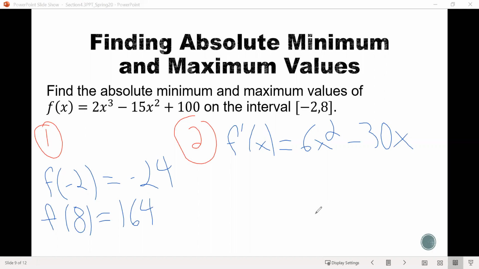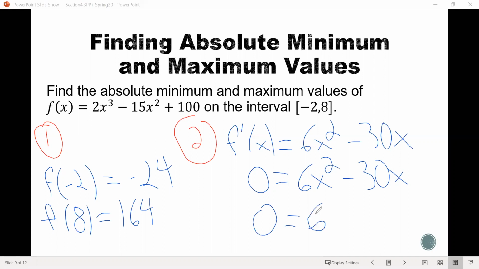And then to find the critical values, we look and see what values make the derivative undefined and/or what values make it equal to 0. In this case, because we got a polynomial as a derivative, there's not going to be any places where it's undefined, but we can find places where it equals 0, so we'll set this equal to 0. So 0 equals 6x squared minus 30x. We can factor some stuff over here on the right-hand side, so we can do 6x times x minus 5.